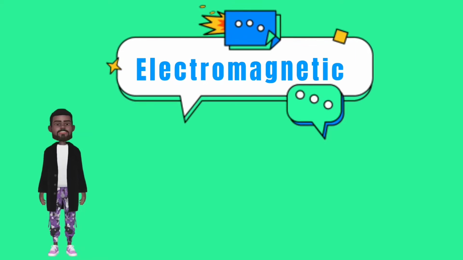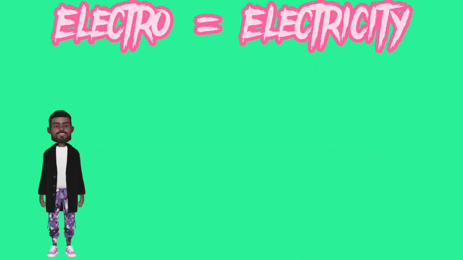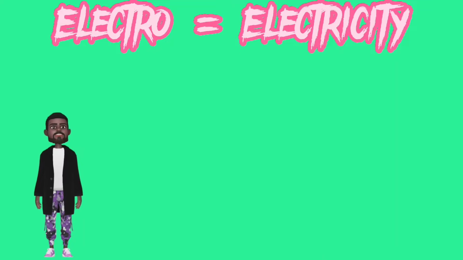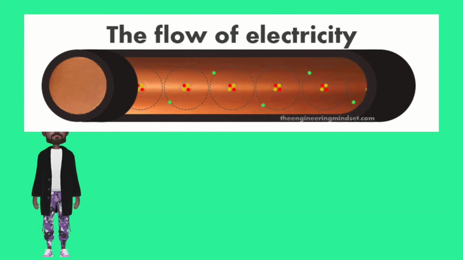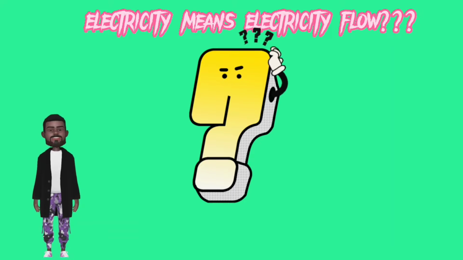Electromagnetic. Let's break down the word. You have electro, meaning electricity. Electricity is a flow of electric charge. You can't define a word and use it, right? Almost everything holds some sort of electricity.